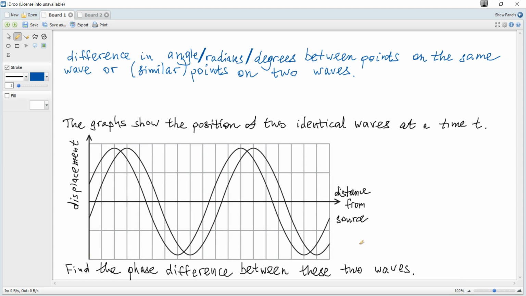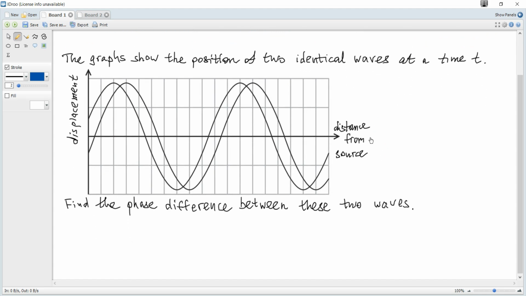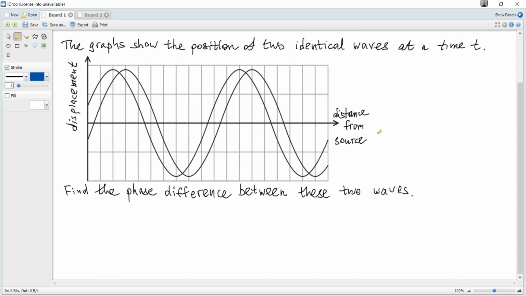The phase difference is a difference in angle, in radians or degrees, just choose one option, between points on the same wave or similar points on two waves. And the idea is the next. There are two identical waves, it means they have the same time period, the same wavelength, and there is some shift. We can see that it's here.